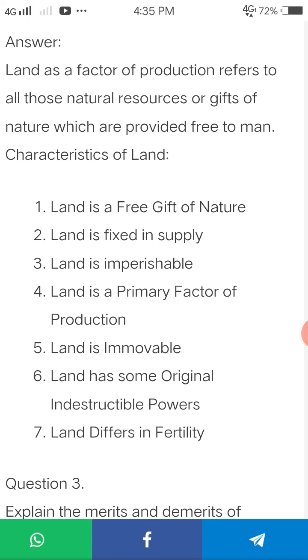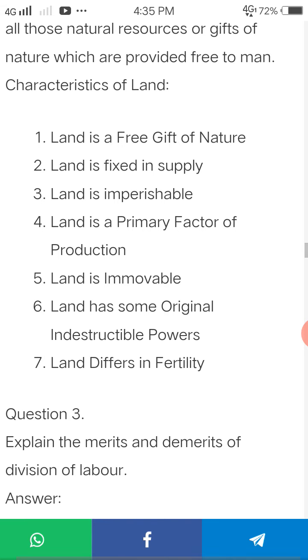Land is a free gift of nature. Land is fixed in supply. Land is imperishable. Land is a primary factor of production. Land is immovable. Land has some original indestructible powers, and land differs in fertility.